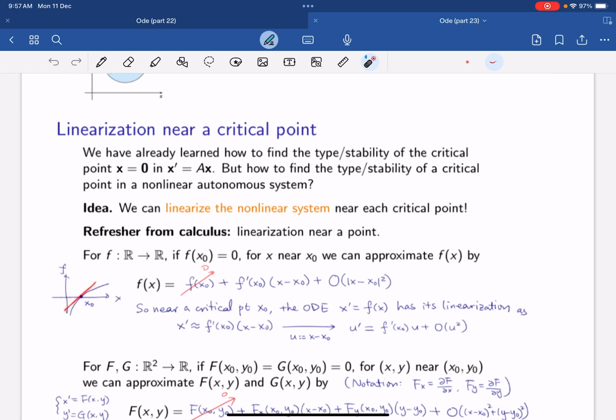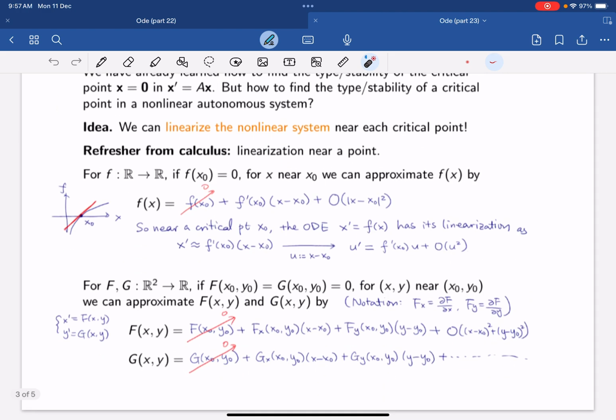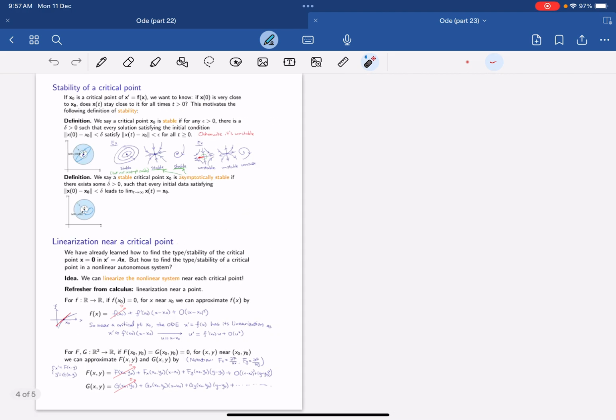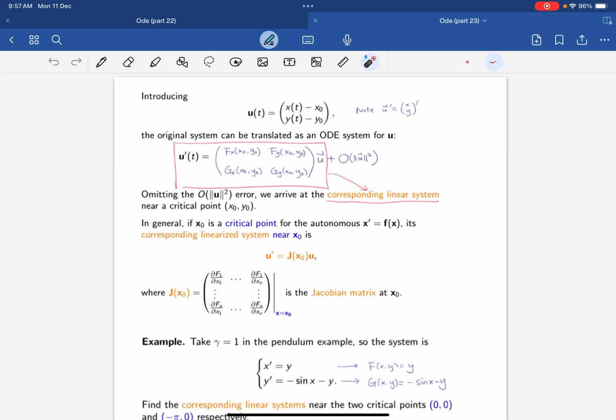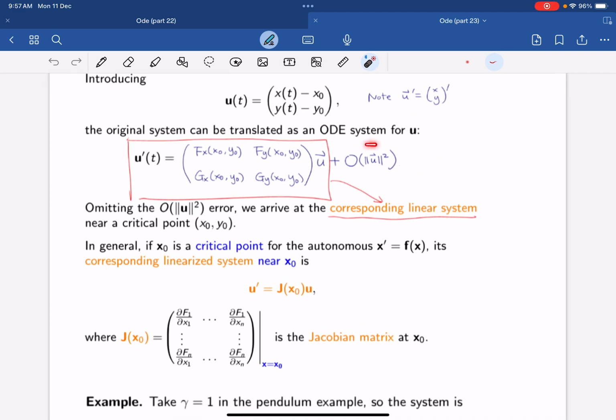But then near the point, this f(x0) will be like 0. So you only have this, and this is small. The error term will be small. So it's actually this. And in the two-dimensional case, we also have the following idea. With the same ideas, we can translate the ODE in the following way.